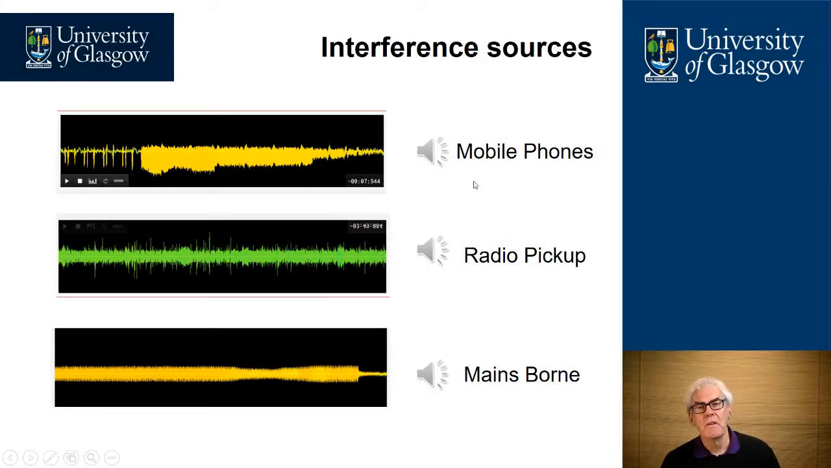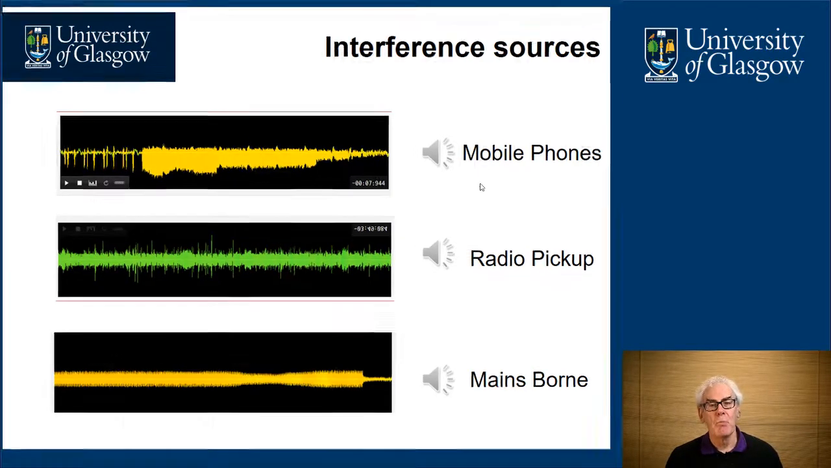And here are some interference sources that I'm sure you're going to recognize. The first one is the interference caused by mobile telephones.